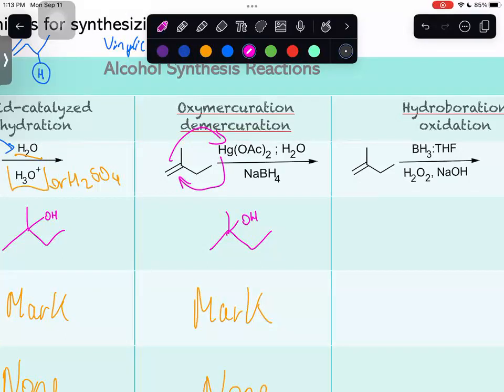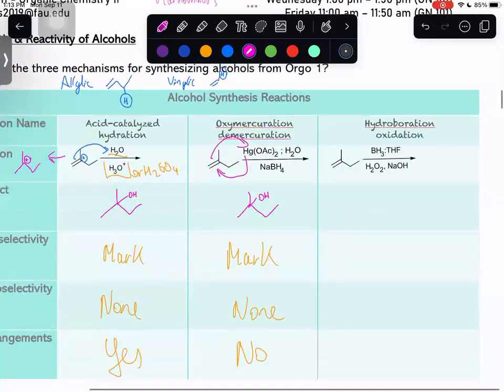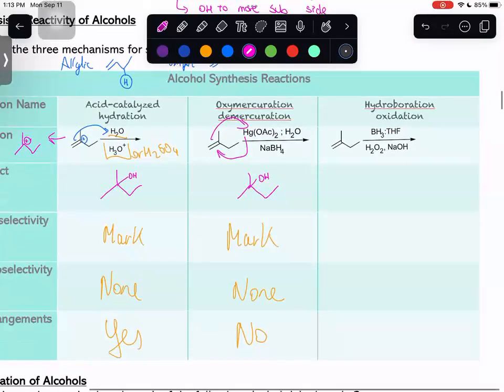So it's the same as acid-catalyzed hydration? In this case, yes. So it's always going to be the same? Not always, because the first one can do rearrangements, if you create a primary or secondary carbocation, then yeah.